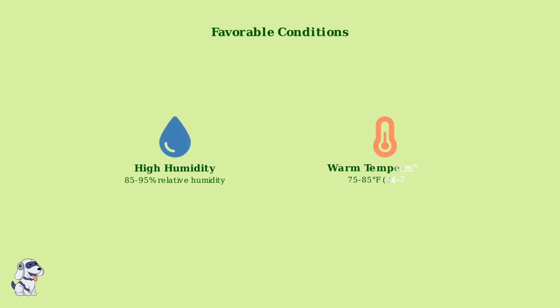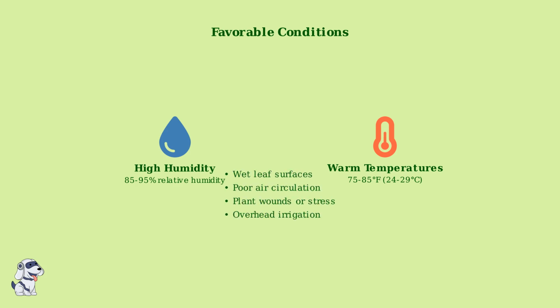Pseudomonas thrives under specific environmental conditions. High humidity between 85 and 95%, combined with warm temperatures of 75 to 85 degrees Fahrenheit, create ideal conditions for bacterial growth and infection. Additional factors that promote Pseudomonas infections include wet leaf surfaces from rain or irrigation, poor air circulation in dense plantings, plant wounds that provide entry points, and overhead irrigation systems that spread bacteria through water droplets.